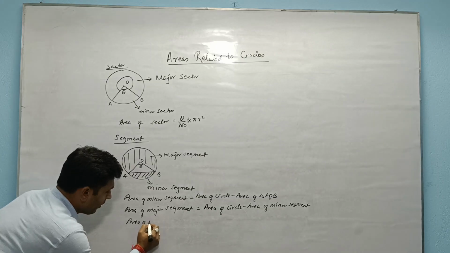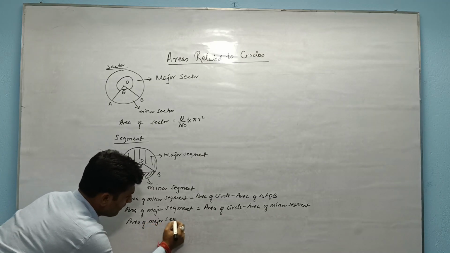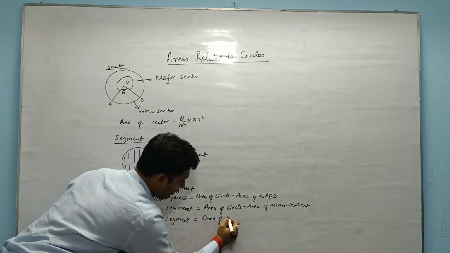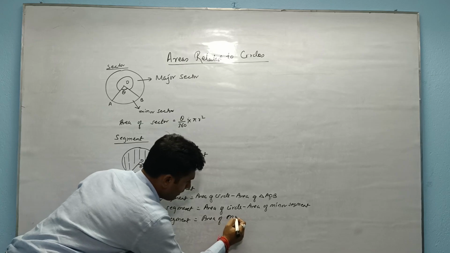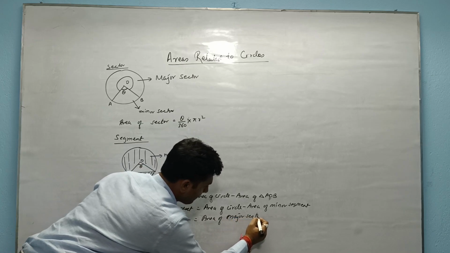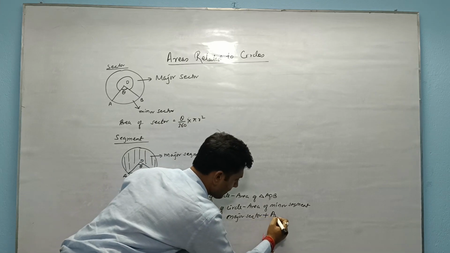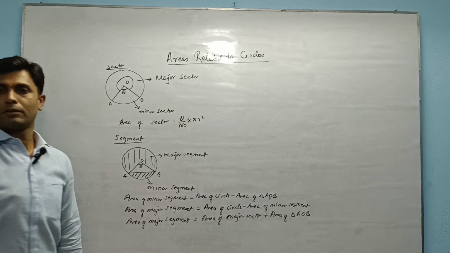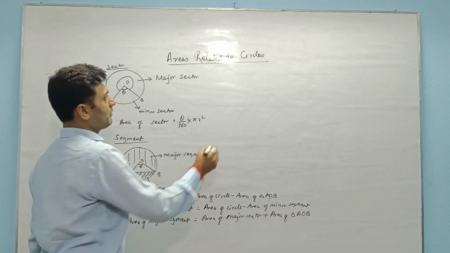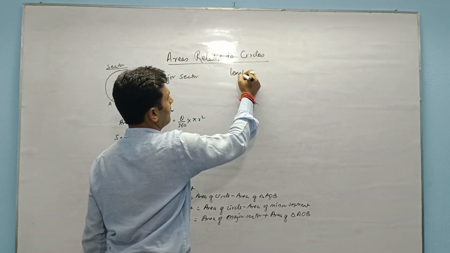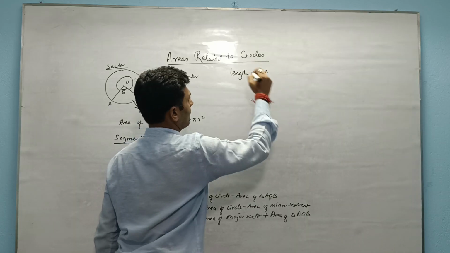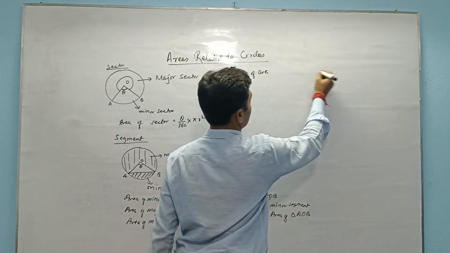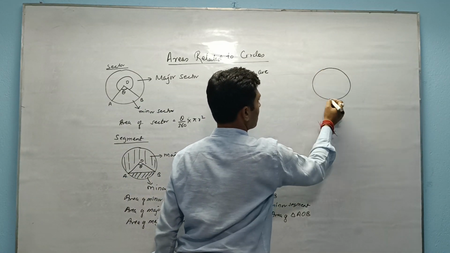So, area of major segment is equal to area of major sector plus area of triangle AOB. Correct? Then comes the length of arc. Now, what is this arc? Arc means it's a part of the circumference of the circle.